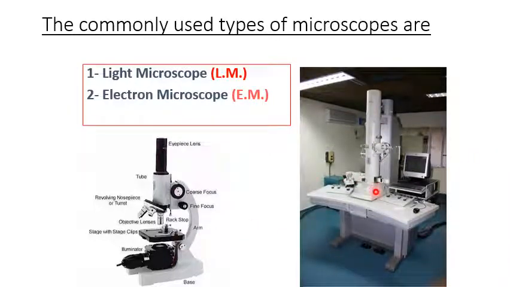This is an electron microscope. It's very huge and should be present in a certain room. How to use the electron microscope? It works with electron beams, and we can watch the slide using a special stain called osmic acid at a very high magnification.